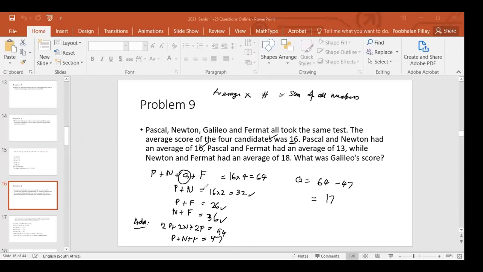So to sum up, we got 4 unknowns, and sometimes you get worried. We don't know how to solve 4 equations in 4 unknowns, but with a little bit of ingenuity, you don't have to work out each of those values. Right? By looking at this, you can see that you can get a large part of this out straight away. So the answer to this problem is Galileo's score, G, is 17. All right, so let's just get to the next problem.